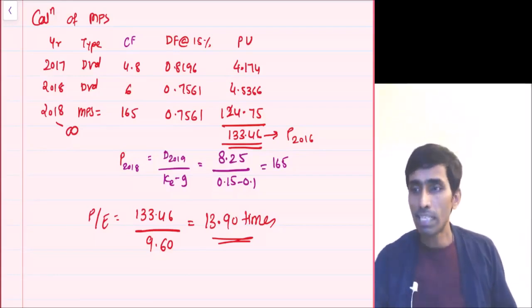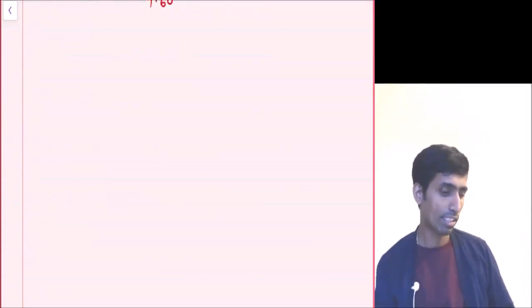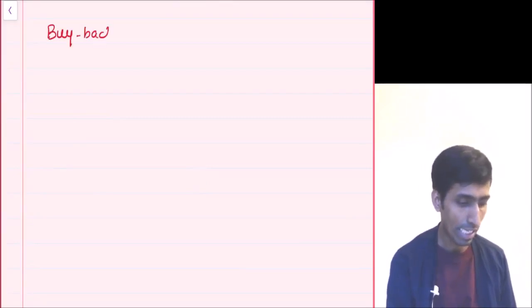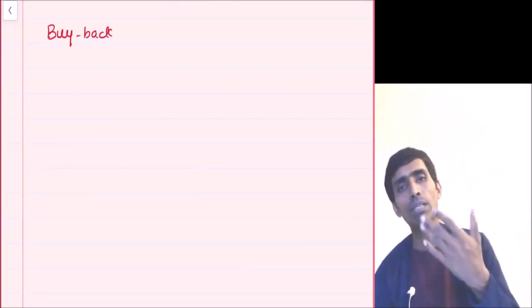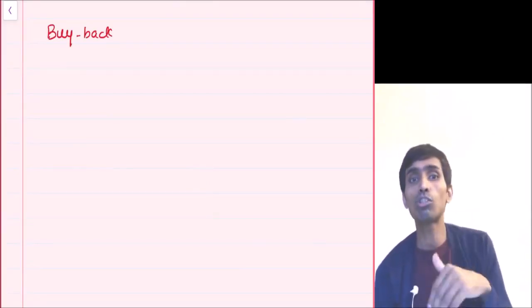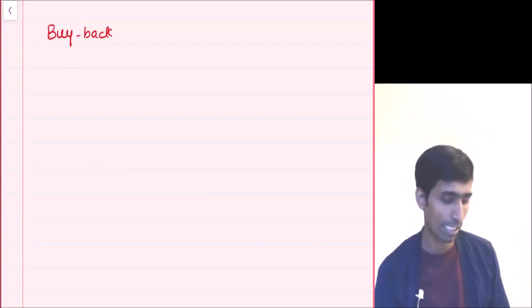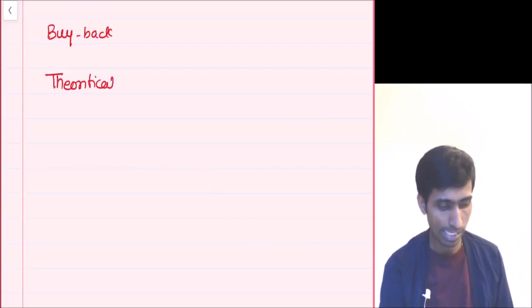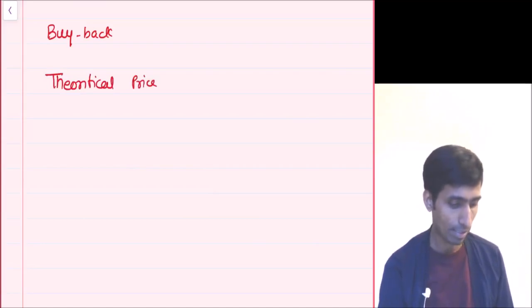Next part. Many times what happens is that companies buy back the shares. Buyback means literally they pay you the money and the company buys back their shares. So we have to calculate the post buyback price, what we call the theoretical price. After buyback, what will be my share price? So how do we calculate this?